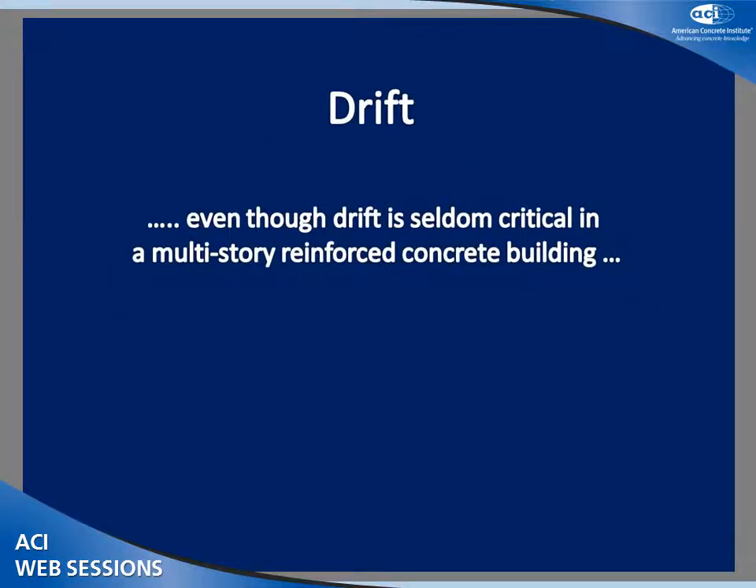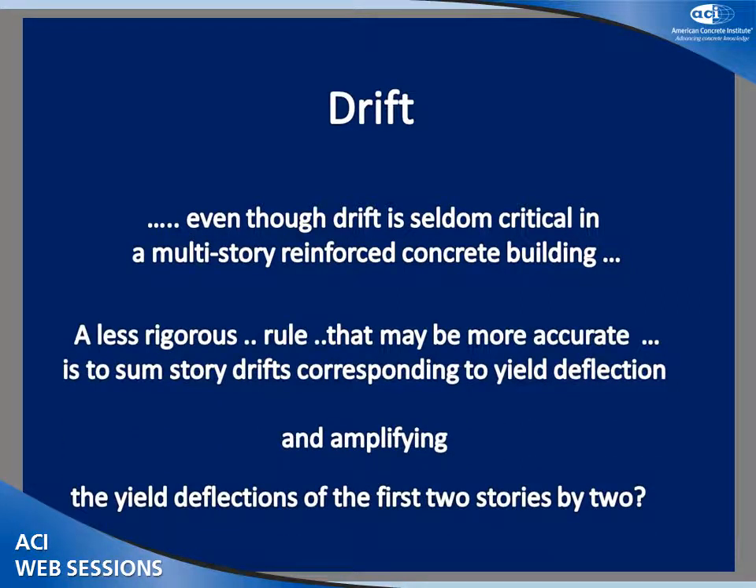Now, in the book itself, and I quote directly from it, they say, even though drift is seldom critical in a multi-story reinforced concrete building, you can ignore it. But then there is a less rigorous rule, as if the other one is rigorous, but anyway, a less rigorous rule that may be more accurate. The word accurate should never be used in our profession, but there it is, more accurate, is to sum story drifts corresponding to yield deflection and amplifying the yield deflections of the first 2 stories by 2. So wait a minute. Why can you say on one part it's negligible and then take the yield deflection and amplify it by 2? So there was a strong question going on.